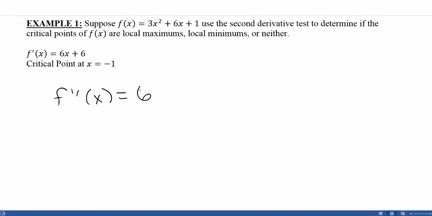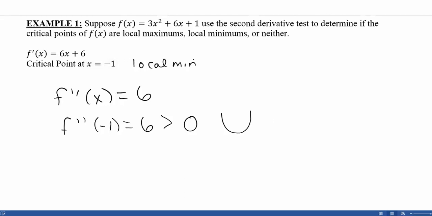Now, it's a little strange because I don't actually have an x to plug negative 1 into. However, the second derivative is going to be 6 for every single point, which means the second derivative at negative 1 is also 6. So I can still use this test. Since 6 is positive, that means that the original function is concave up, which means that x equals negative 1 is going to be a local minimum. And again, I know it's a local minimum because my second derivative is positive at x equals negative 1.